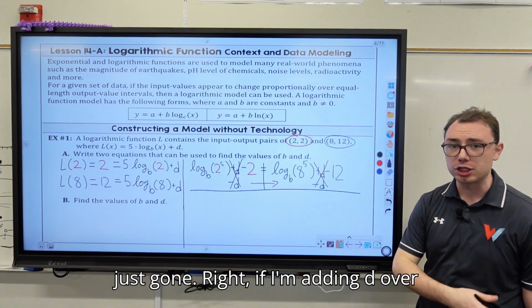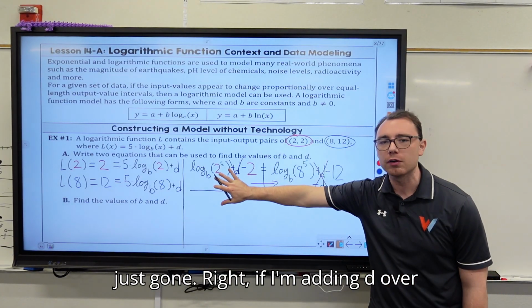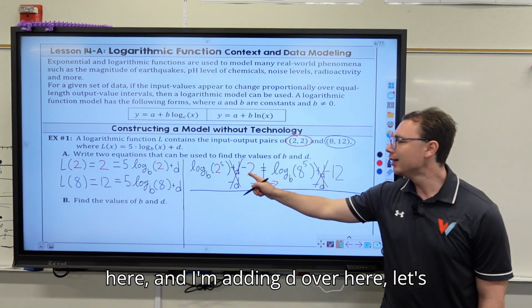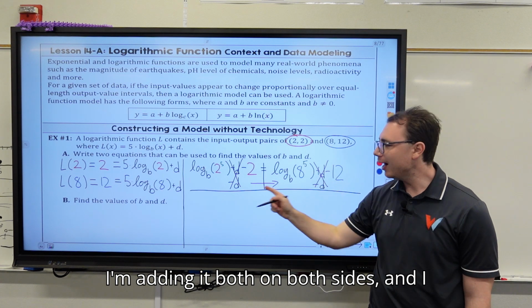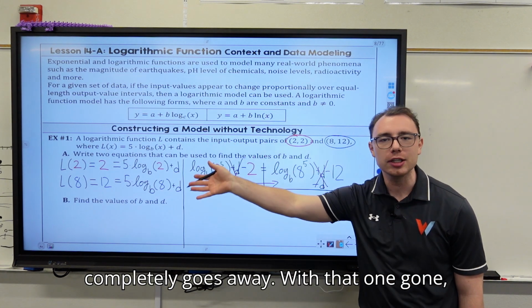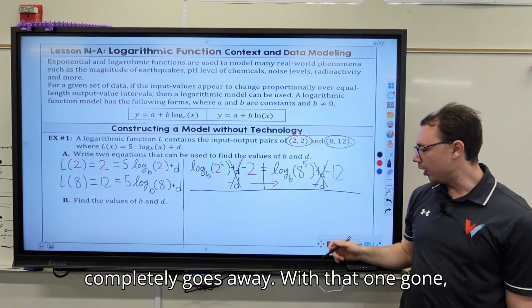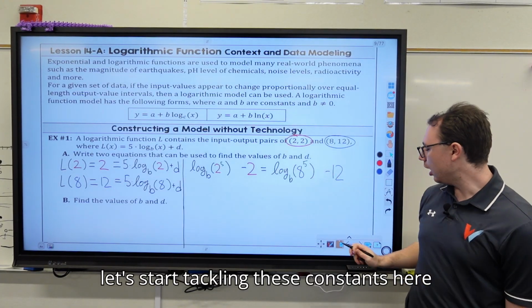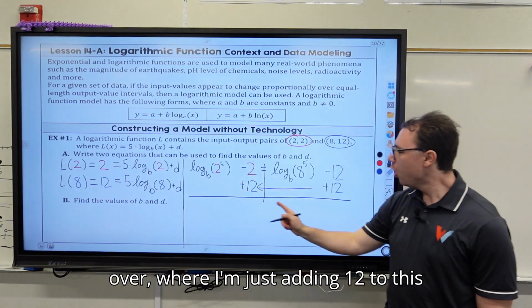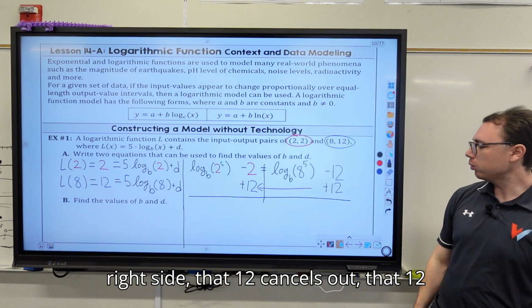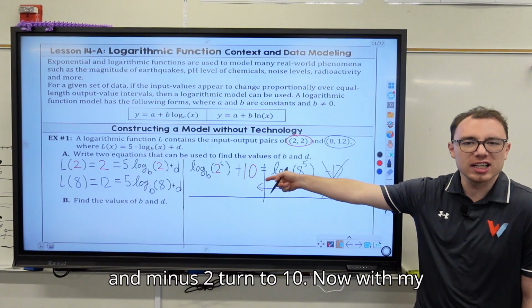So my d term is just gone, right? If I'm adding d over here and I'm adding d over here, let's say d was 100 or some other number, if I'm adding it on both sides and I subtract it, then that variable just completely goes away. With that one gone, let's start tackling these constants. Let's move the constant over where I'm just adding 12 to this right side. That 12 cancels out. That 12 and minus 2 turn to 10.